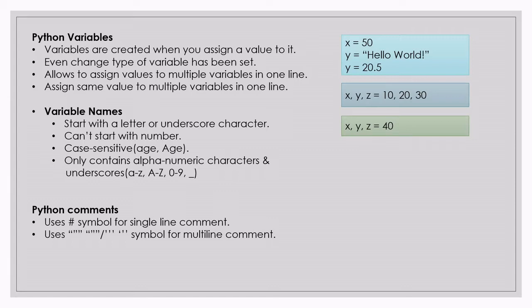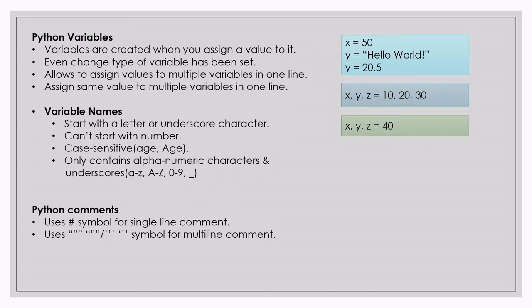What are the rules in Python to declare a variable? Variable name should start with a letter or underscore character. Variable name cannot start with a number. That is illegal in Python. Python variables are case sensitive, like age and age with capital A. Both are two different variables.